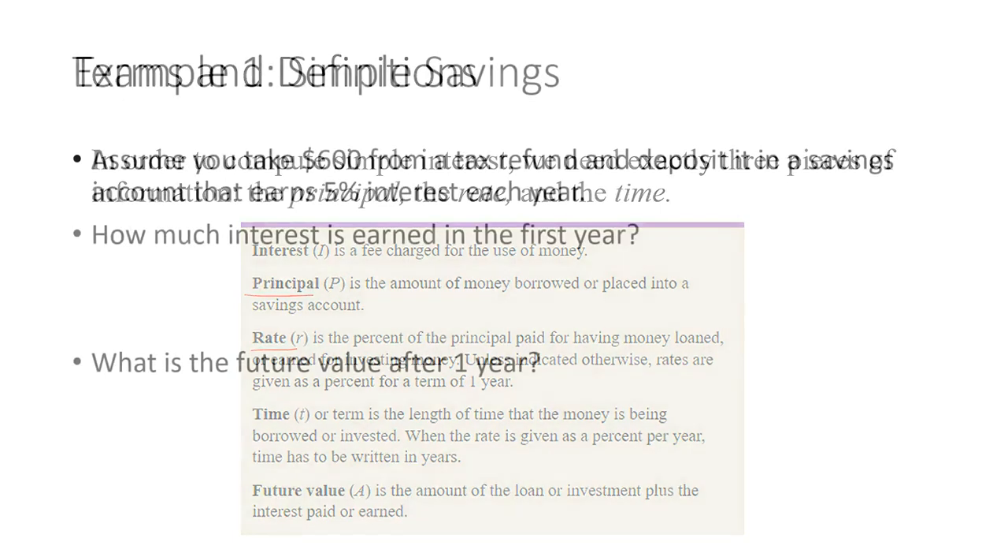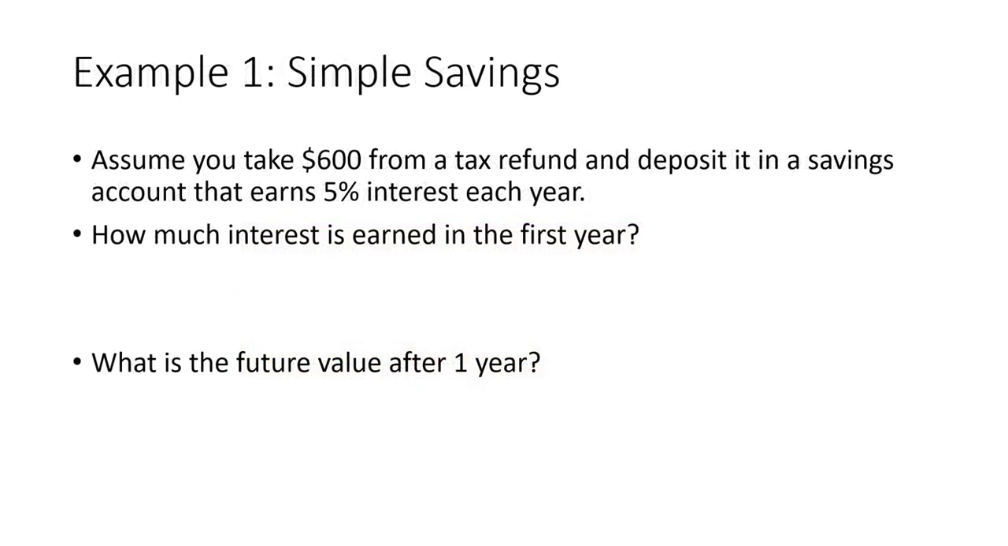And then we can use these values to calculate the future value at the end of the loan or the investment. So assume you take $600 from a tax refund and you deposit it in a savings account that earns 5% interest each year. How much interest is earned in the first year? 5% of $600. That's 600 times 0.05, which is $30. So in the first year, you'll earn $30. The future value after 1 year is going to be the $600 that you invest, plus the $30 in interest that you earn, or $630.